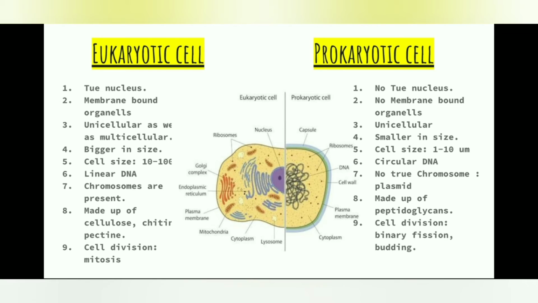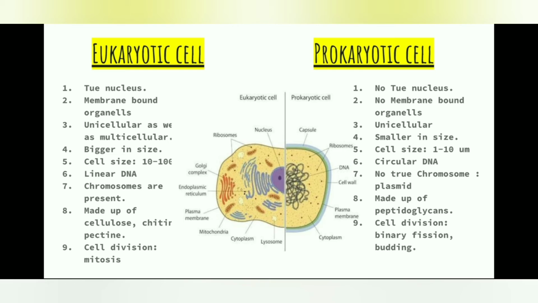Then another comparison is that eukaryotic cells have linear DNA, whereas prokaryotic cells don't have linear DNA, but they have circular DNA, which is so dense at the nucleoid region in the prokaryotic cell. Eukaryotic cell DNA is linear because it is kept in the compartment, but the prokaryotic cell doesn't have any compartment for this, so that's why their DNA is circular.